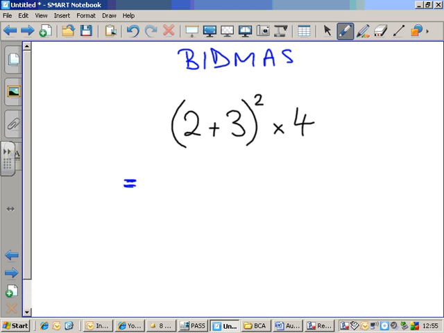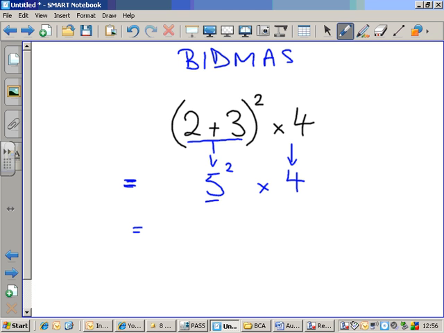Here we go. Bidmas. B, are there any brackets? Yes, there are. Look, here are some brackets. So I'm going to do the brackets first. Everything else can come down as well. What's 2 plus 3? Of course, it's 5. The squared thing comes down as well, and the times 4 comes down as well. Fab.